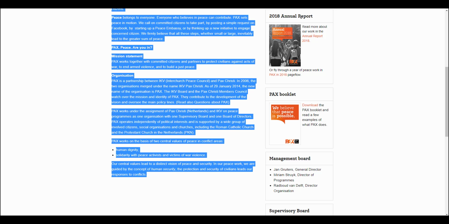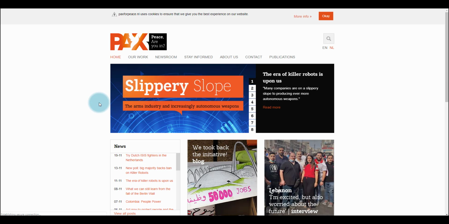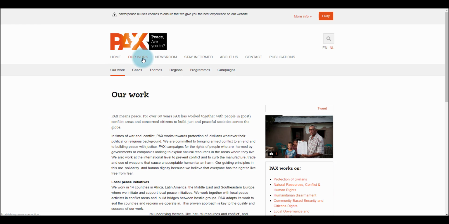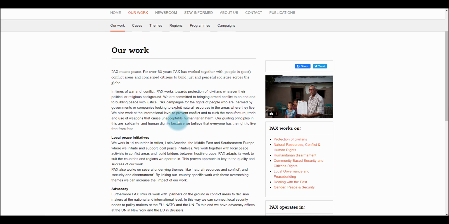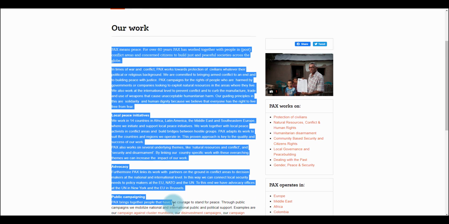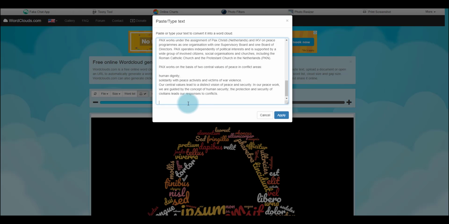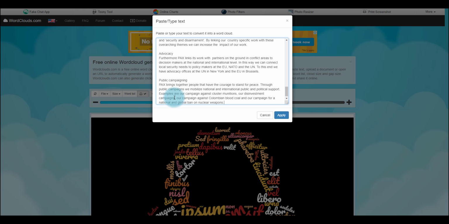It doesn't just have to be that, it could be the home page. Nope, that one's not going to help us. Our Work, there are usually quite some important words in our work. So that one is a good one there, lots of text that's relevant to the organization. So just copy and paste.